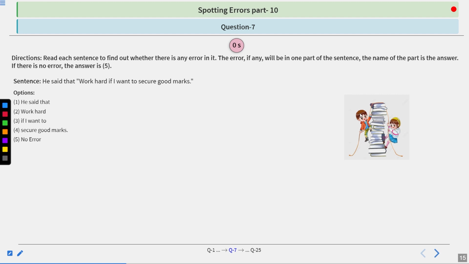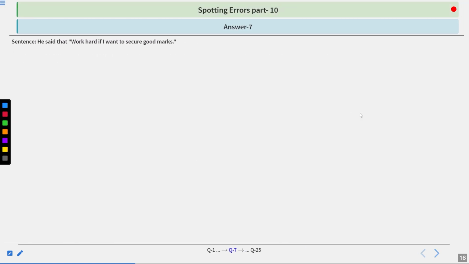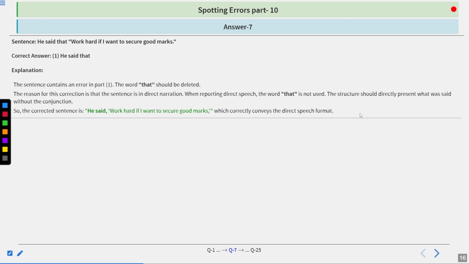I hope you have answered. Let's look at the correct answer. The correct answer is 1, he said that. The explanation is the sentence contains an error in part 1. The word that should be deleted.